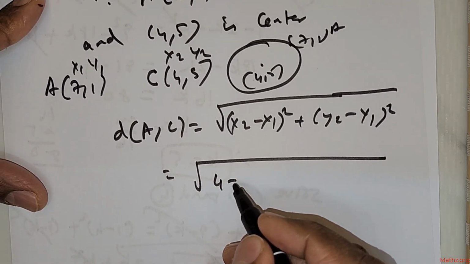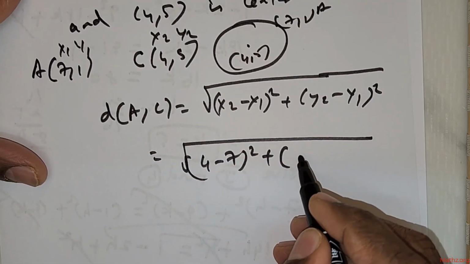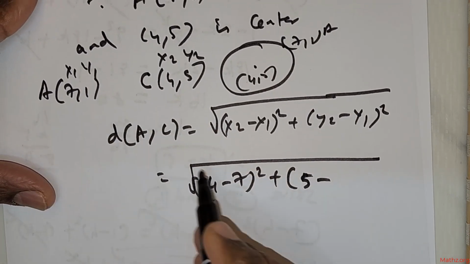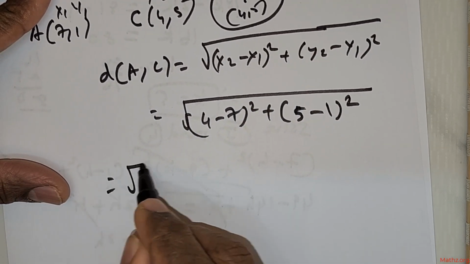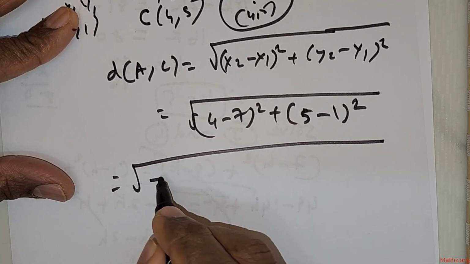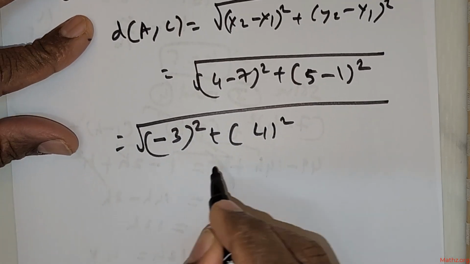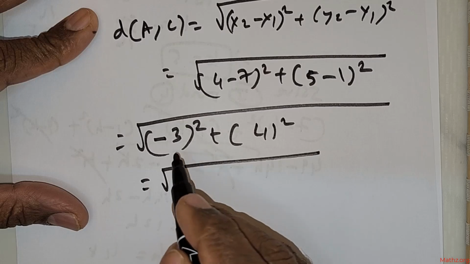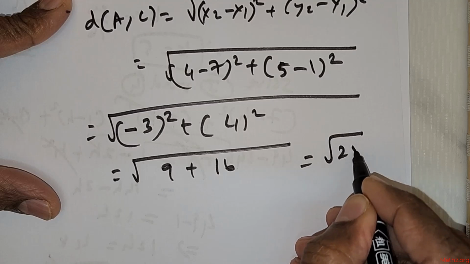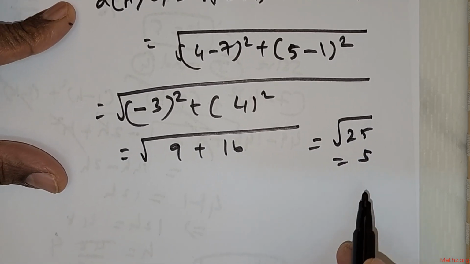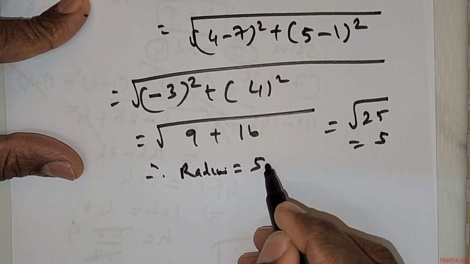4 minus 7 the whole squared, plus y2 is what? It's 5 minus y1, which is 1, the whole squared. So root of (4 − 7), that's −3, the whole squared, plus (5 − 1), that's 4 squared. So this is root of 3 squared is 9, 4 squared is 16, so you get root of 25, that's equal to 5. So therefore the radius is 5 units.